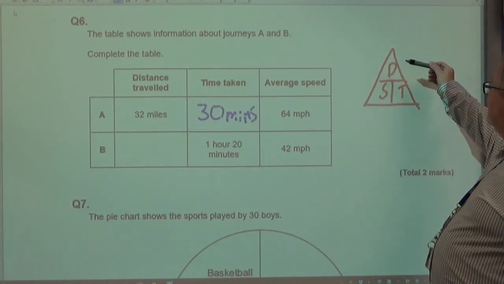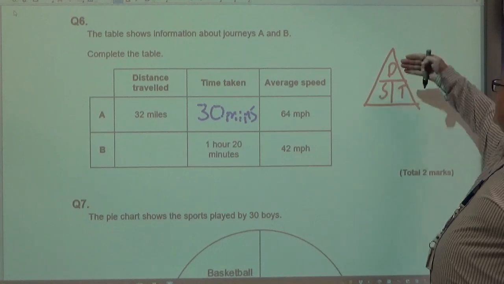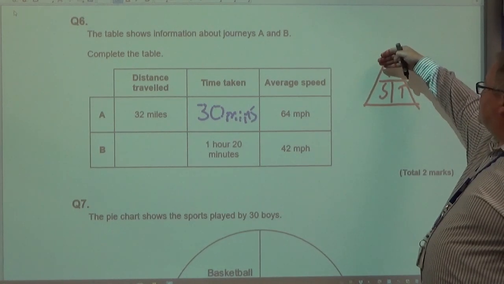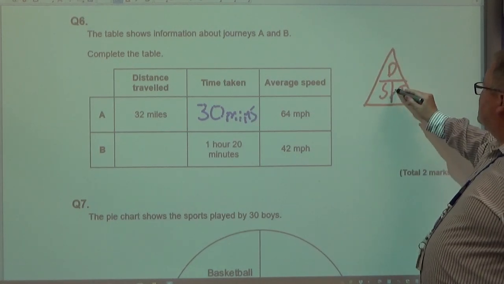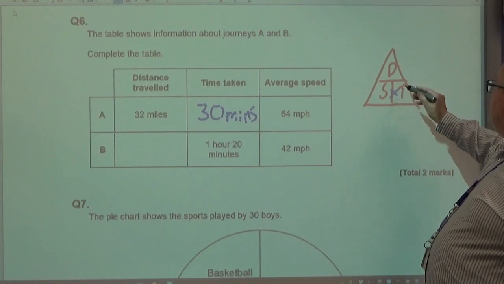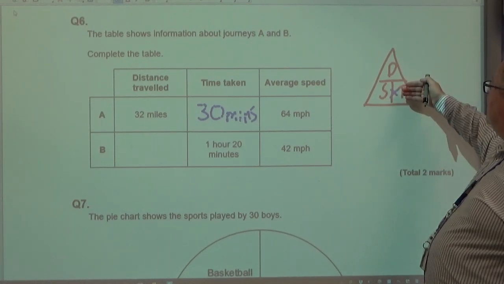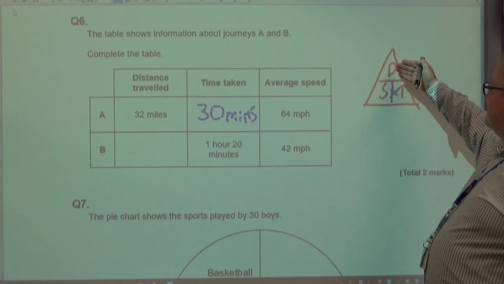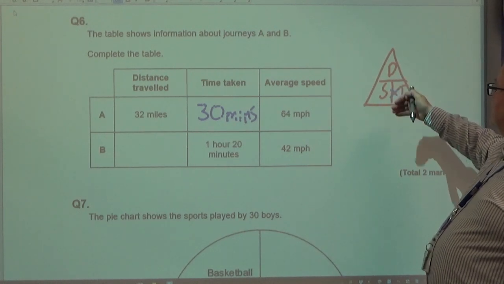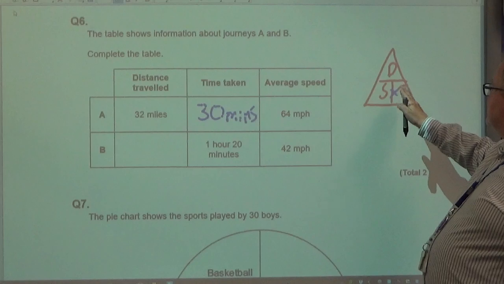I often remember with one of these SODIT diagrams, with a solid triangle, we could basically be saying, if it's distance, we just cover distance up and we're looking for speed multiplied by time. And then if it's time, we just cover up the time, and then it's distance divided by speed, or speed would be distance divided by time.